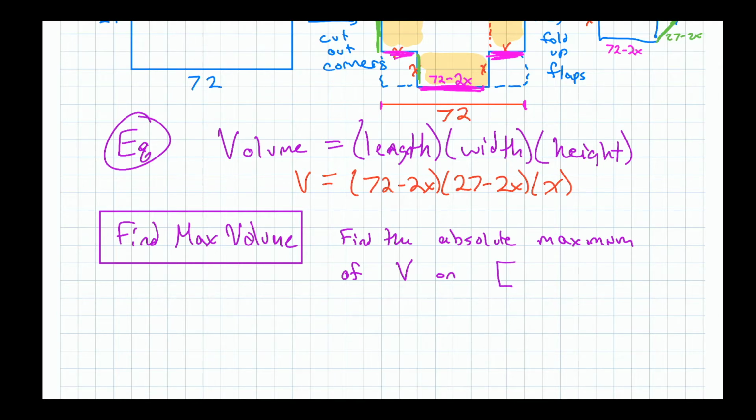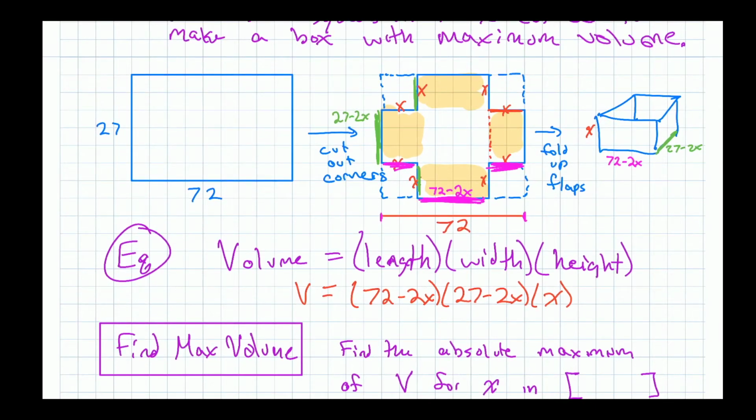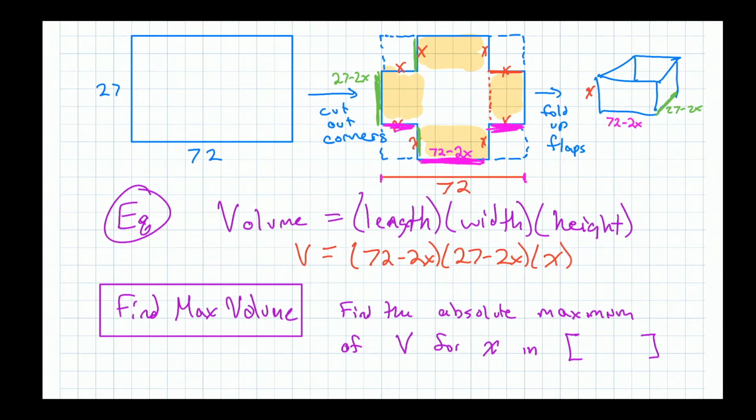All you would do is say find the absolute maximum of V for x in, and what you would put here is, if you happen to know what the minimum and maximum x values are, you'd put them in here. For example, x is the size of the square that you cut out. So what's the smallest possible square you cut out? The smallest would be if you just cut out nothing. So smallest would be x equals 0. Now that's not a very good box, but that's not important. So we could cut out nothing. That's one thing we could do.